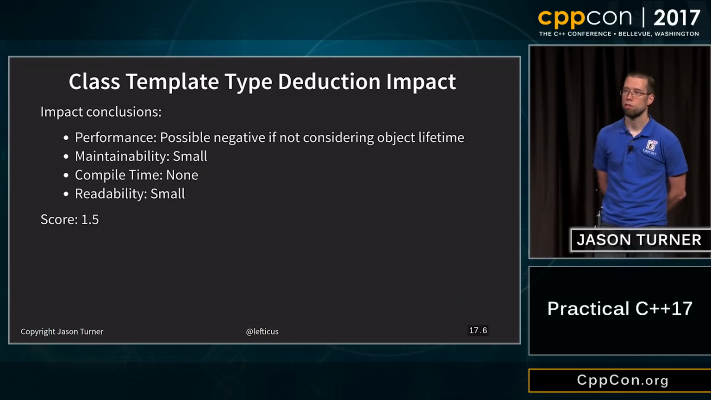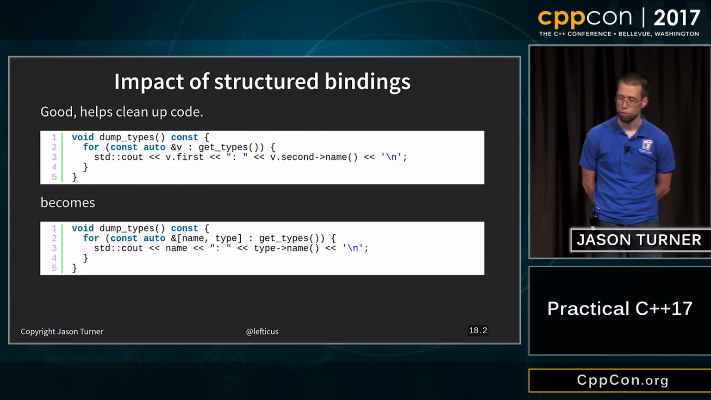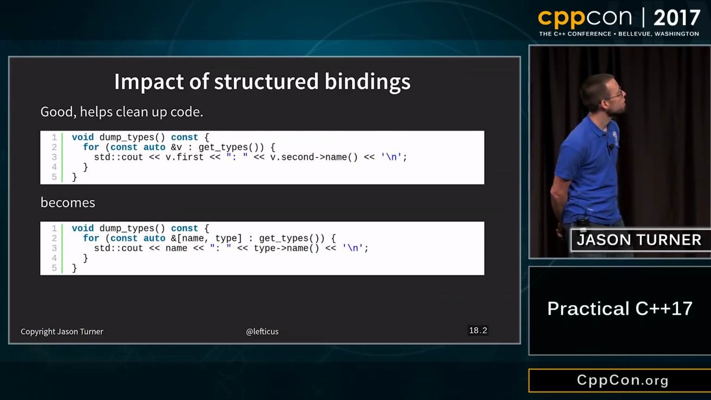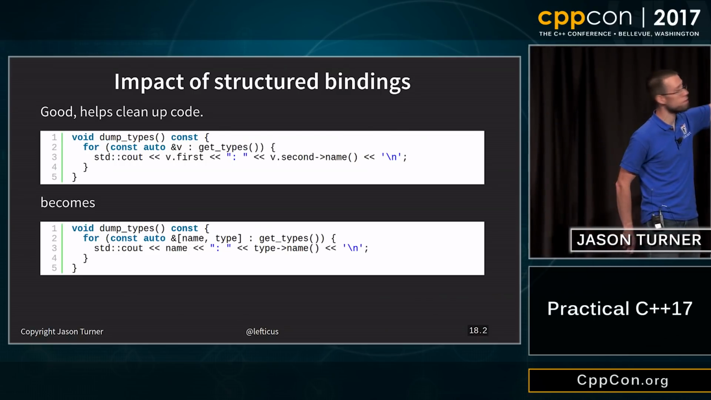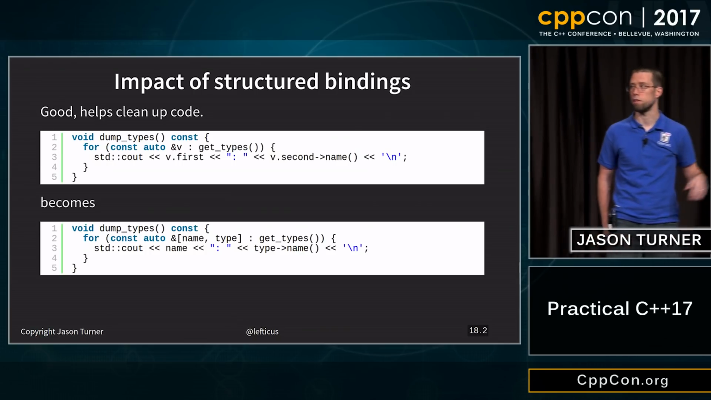So next up, structured bindings. And I like this. I am going to try to move a little bit faster, like I said. I like this because it helps clean up our code. If we're doing something like this, this is real code from CppCon. I have a function that helps me dump all the types that are currently registered in the system.